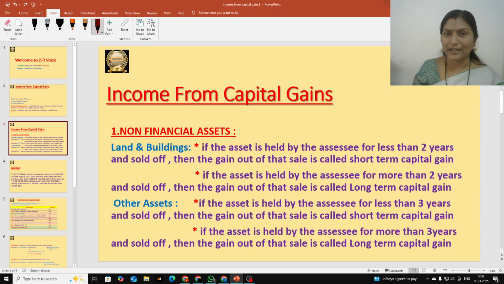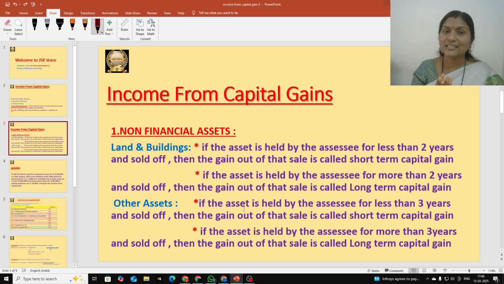In case of land and buildings, if the assessee purchased that asset and sold it off within less than 2 years, we call that asset a short term capital asset. A 2 years period is applicable for land and buildings, and if he holds that asset for more than 2 years and sells it, then we call it a long term capital asset. For other assets like plant and machinery, equipment, jewelry, gold, we should take a 3 years period.